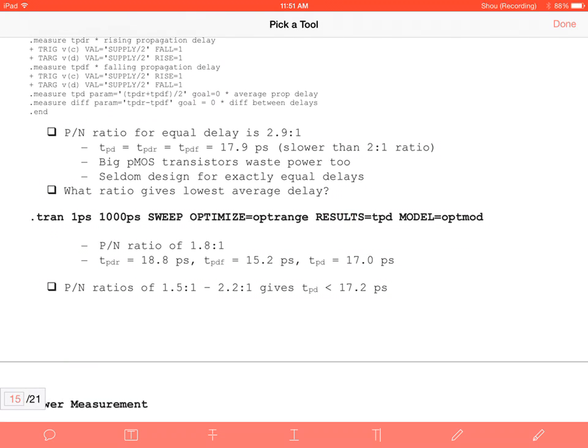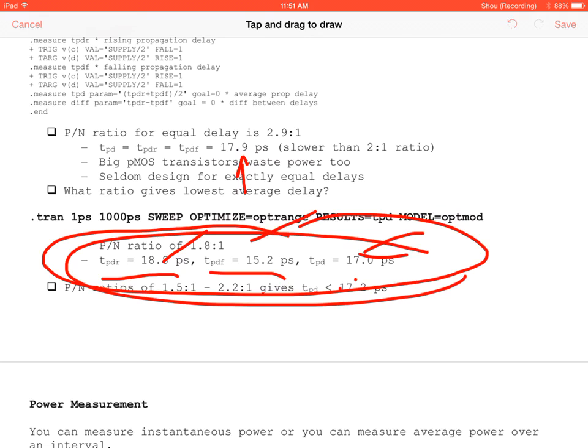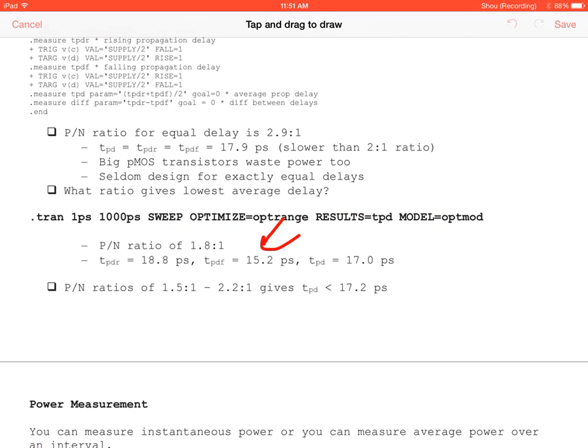So then these are the values that are PN ratio of 1.8 to 1. As you can see, the average delay propagation, these end up being different. So if you want them to be exactly the same, this circuit, if you want it to be the lowest average, you're going to have a significantly lower fall time than rise time.